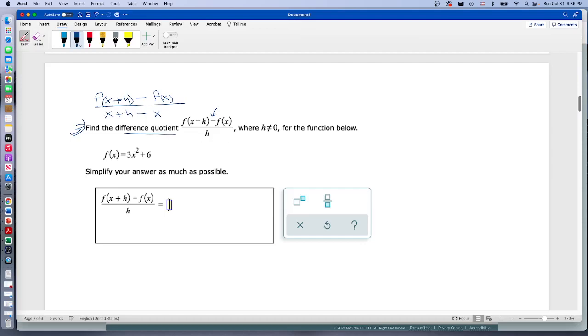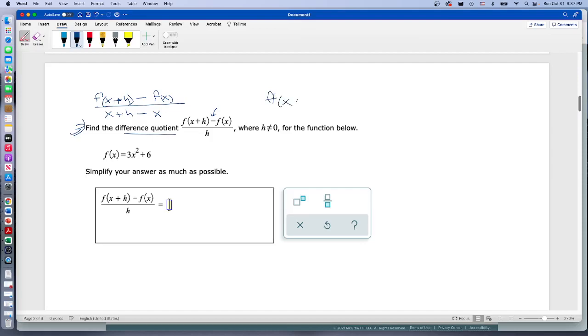But this is really just a slope formula, and when you have calculus, what happens is you let this h become 0, which means that you're getting the slope at a point. You'll go through all of that when you get into calculus, but for now, that's what this is. That's why we do it. So we have to get the function at this point x plus h. So let's do that first.